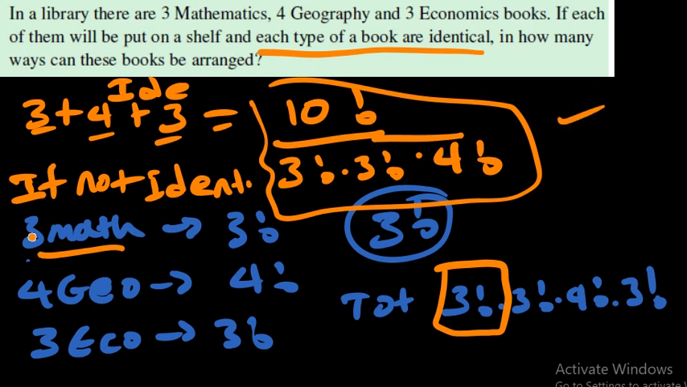But if they are not identical, the 3 math books also have different arrangements. So what to do? 3 factorial, and the geography also 3, and the economics also 3. Again, at the same time, there are 3 subjects. They need a rearrangement again, so that will be 3 factorial. So totally, 3 factorial multiplied with 3 factorial times 3 factorial times 3 factorial.